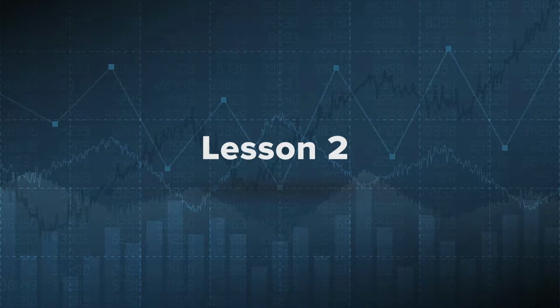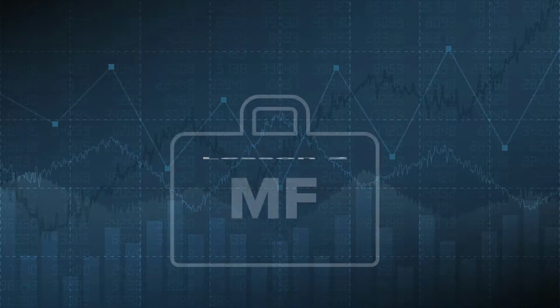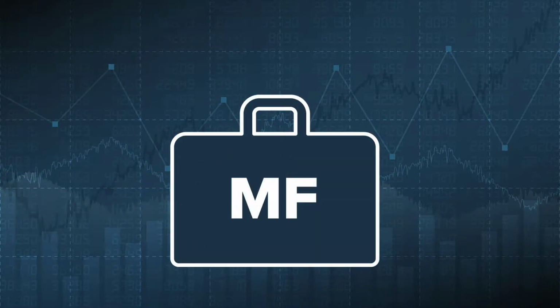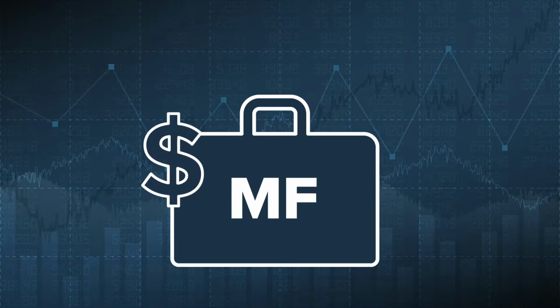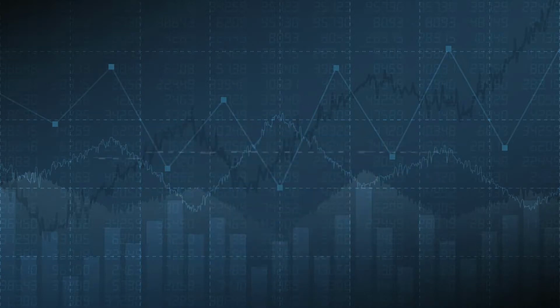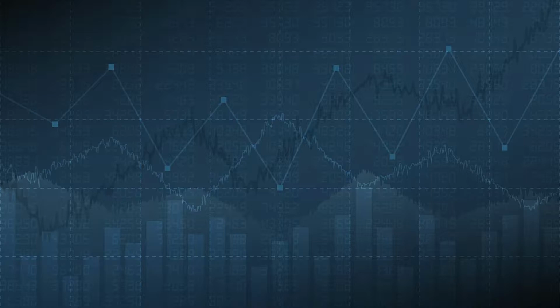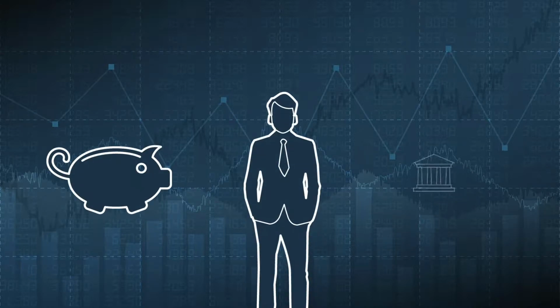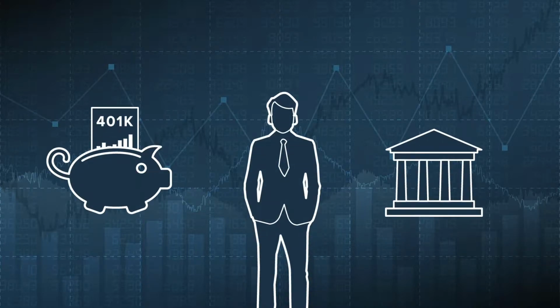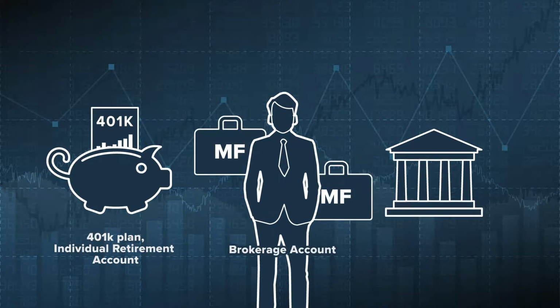Lesson 2. In this lesson, we will cover how to buy and sell mutual funds, how the price of a mutual fund is determined, and explain various types of trading fees. Trading mutual funds. You can invest in mutual funds in a variety of ways. In the U.S., many people invest through a retirement plan, such as a 401k plan or an individual retirement account. Mutual funds can be bought through a brokerage account, through the fund directly, or through many banks.